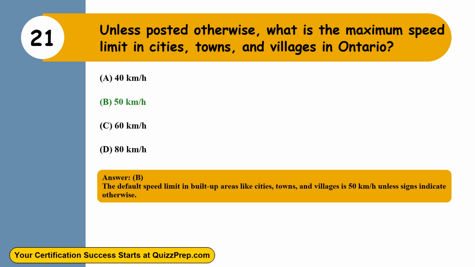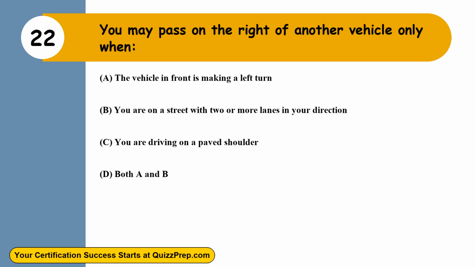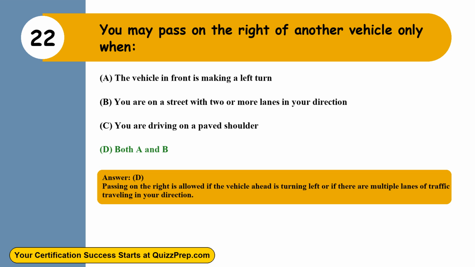indicate otherwise. Question 22. You may pass on the right of another vehicle only when: Option A. The vehicle in front is making a left turn. Option B. You are on a street with 2 or more lanes in your direction. Option C. You are driving on a paved shoulder. Option D. Both A and B. The correct answer is option D, both A and B. Passing on the right is allowed if the vehicle ahead is turning left or if there are multiple lanes of traffic traveling in your direction.